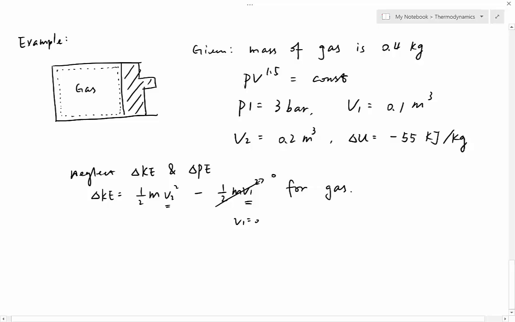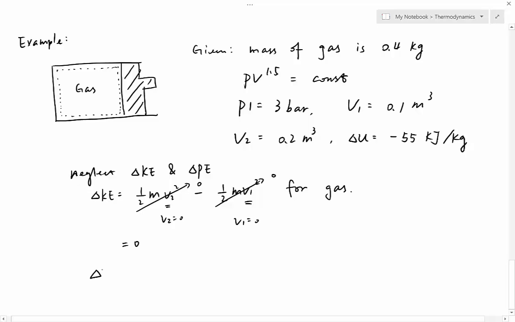What about the final velocity, V2? Here, V is velocity, not volume. V2, what is the final velocity of the gas? In the final state, the gas is not moving, so V2 is also equal to zero, which makes the first term go to zero. So delta KE is equal to zero. It is reasonable for us to say delta KE is equal to zero.